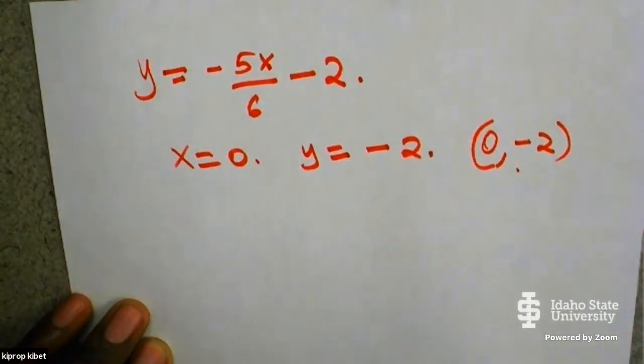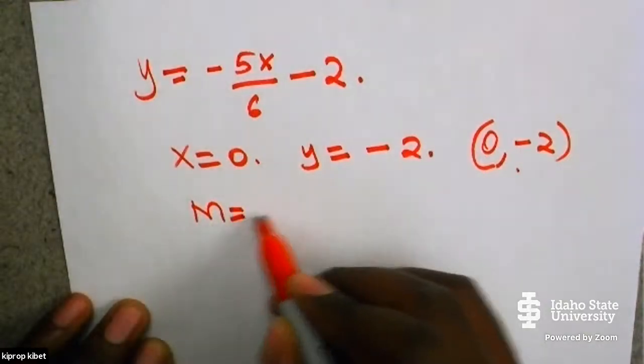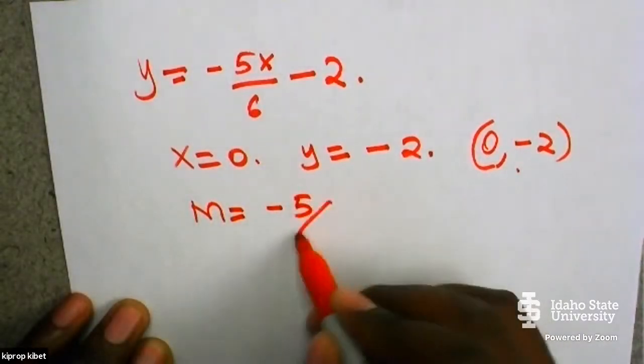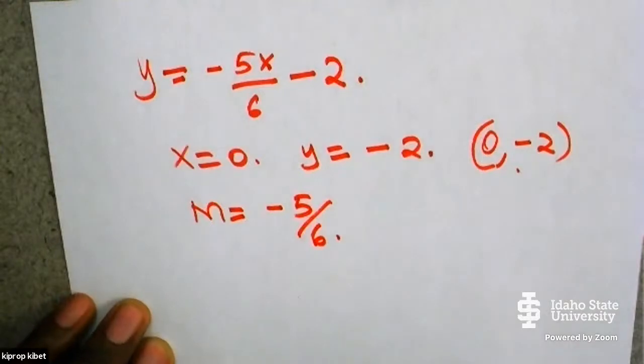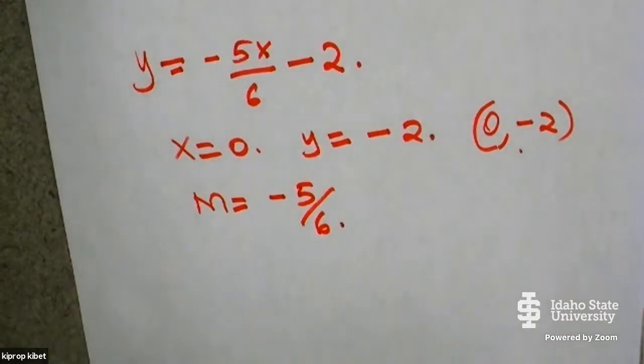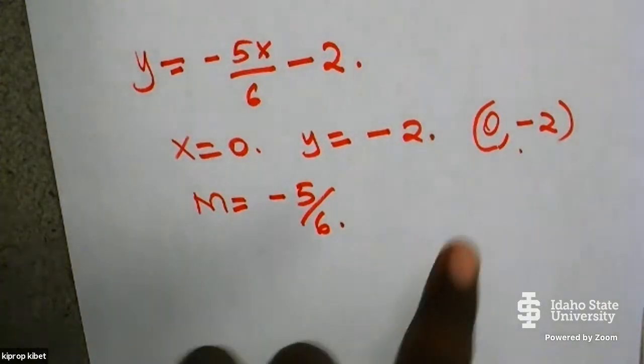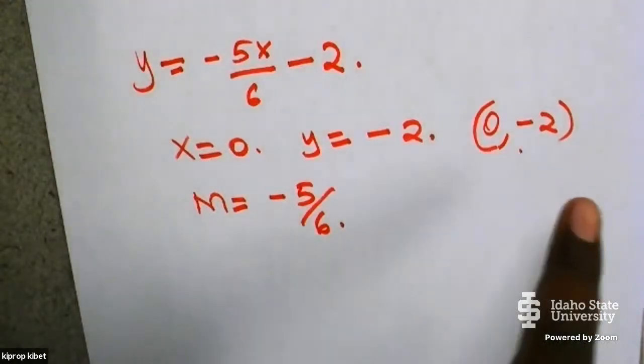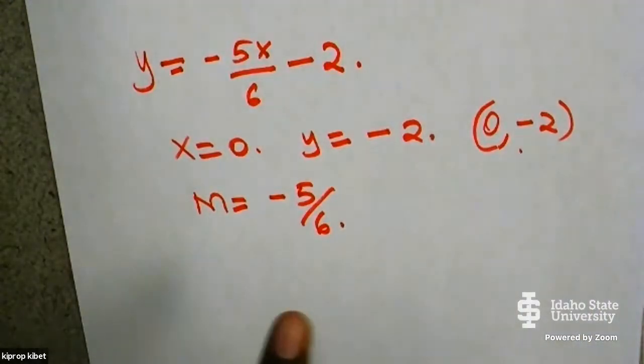Now, what is our slope? m equals what? -5 over 6. Okay? So this is our slope, which is m. You take the whole of it, -5 over 6. So we have our point there, which is (0, -2), then our slope there, -5 over 6. Now we can draw this line.